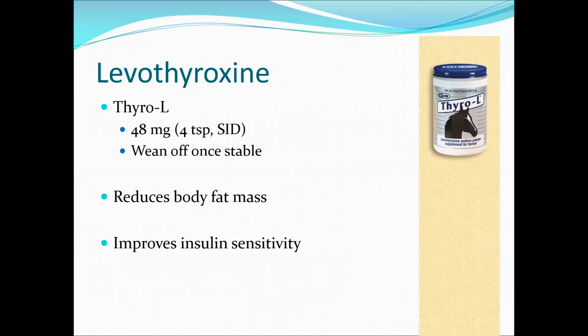All right. So Thyro-L is the same metabolic boost that they get from exercising, but it's artificial. So we'll oftentimes start them at a very high dose of 48 milligrams or 4 teaspoons, and then we wean them down once they're losing weight. So our goal is that these horses get skinnier, but the levothyroxine medication actually helps with that transfer of the glucose into the cell. So it's helping that insulin do its job.